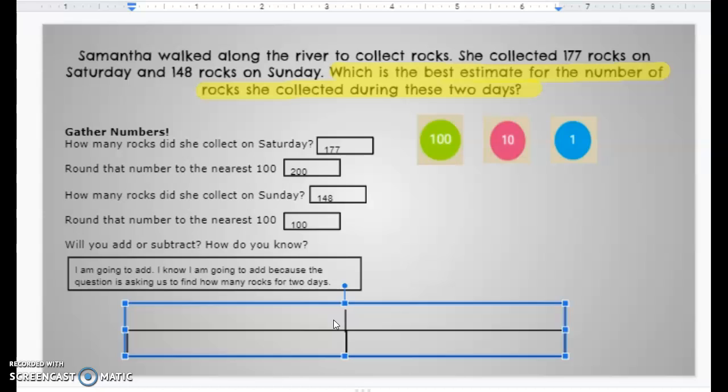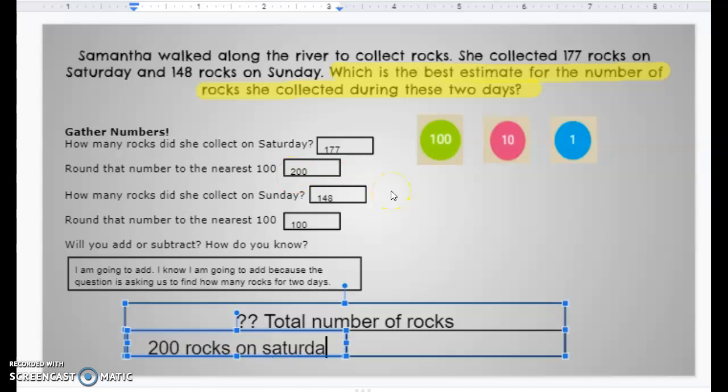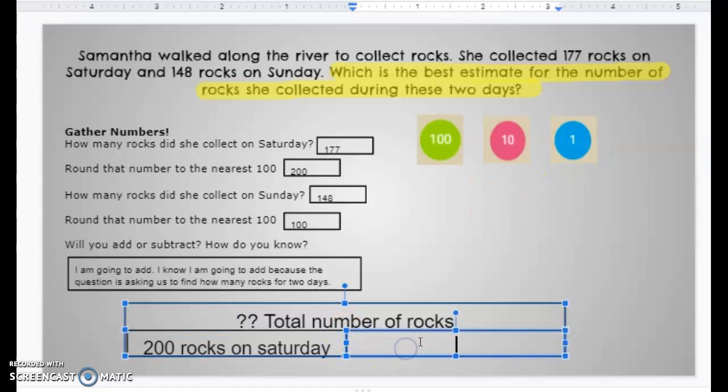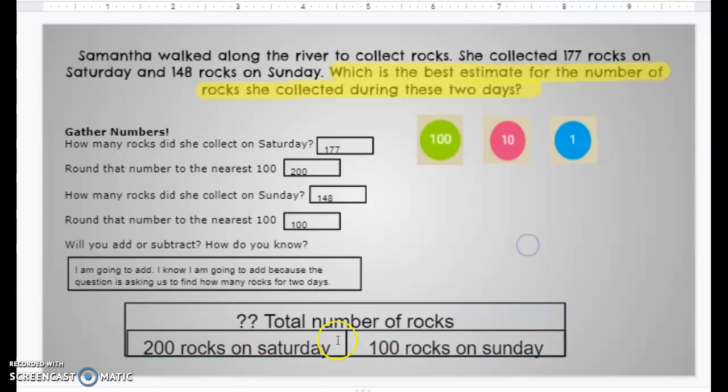So now I can start plugging in my strip diagram. Well, what is the top part of your strip diagram? It's going to be your total number of rocks. I don't have that answer yet. But I do know on Saturday, she collected 200. And on Sunday, she collected about an estimate of 100 rocks. That is your strip diagram.